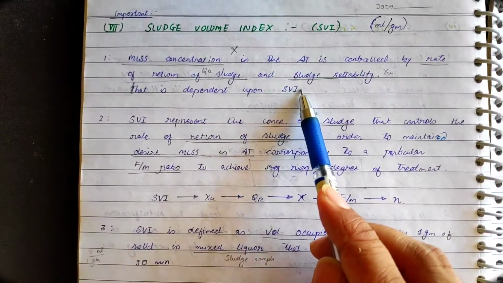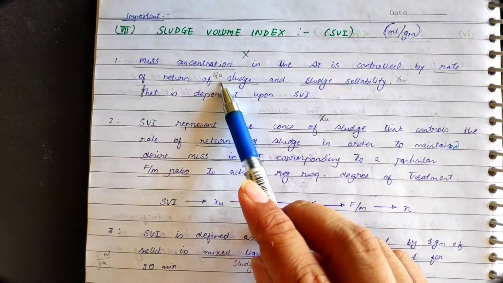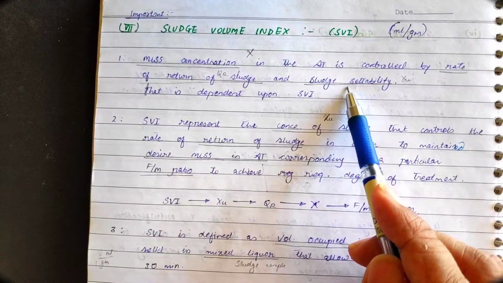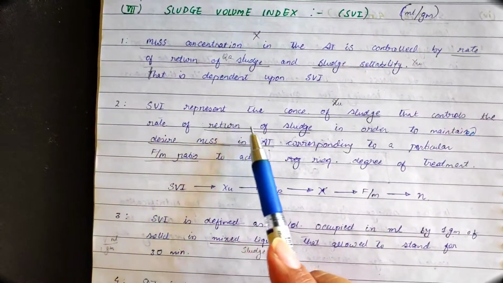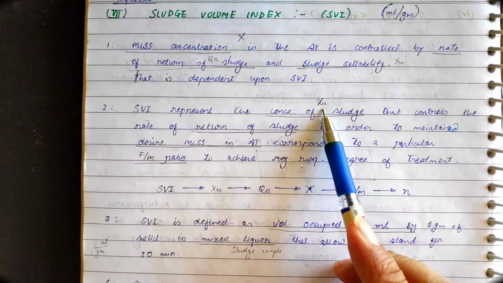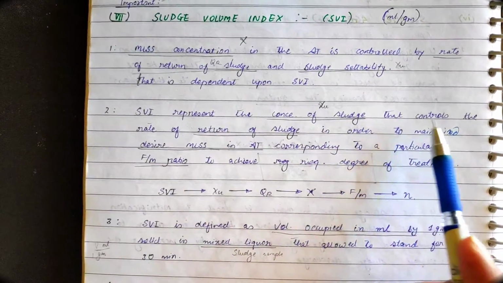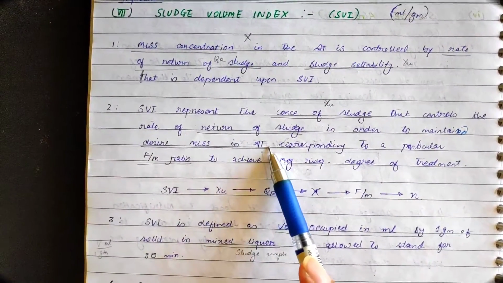Now these are the reasons why we are calculating the SVI. What are the reasons? To calculate the rate of return sludge, that is the QR, and to see its sludge settleability, that is the XU. SVI represents the concentration of sludge, that is the XU, which is also called the XR, that controls the rate of return sludge in order to maintain the desired MLSS in the aeration tank.